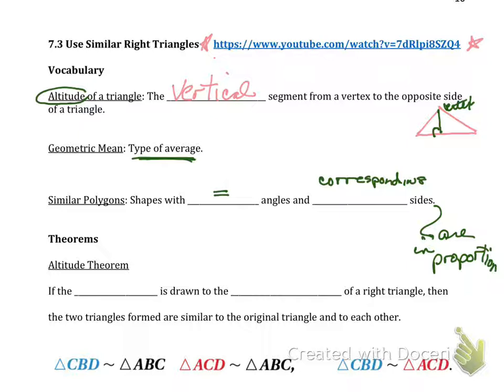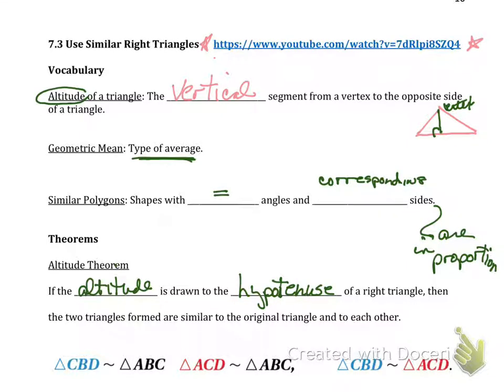So now we're going to talk about a theorem. This is the altitude theorem. And the altitude theorem says, if the altitude, and we just did this in green above, is drawn to the hypotenuse of a right triangle, then the two triangles formed are similar to the original triangle and to each other.